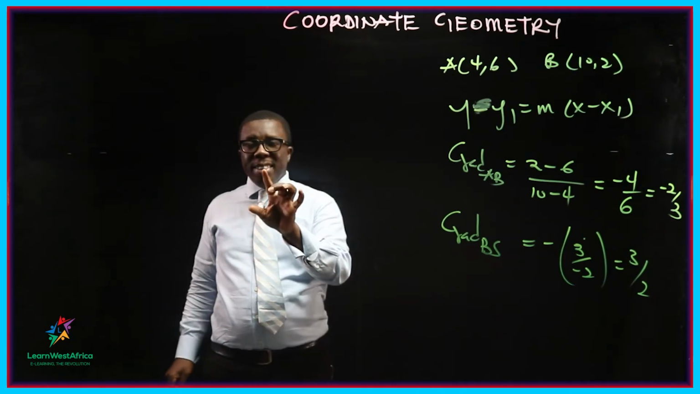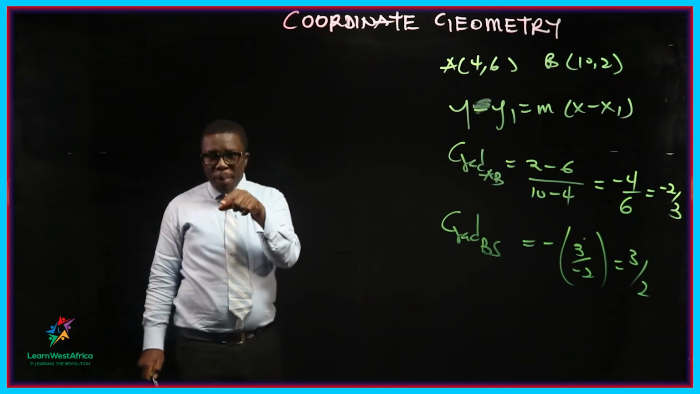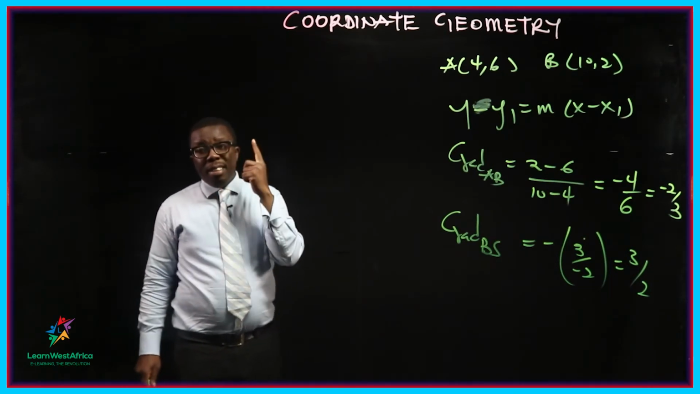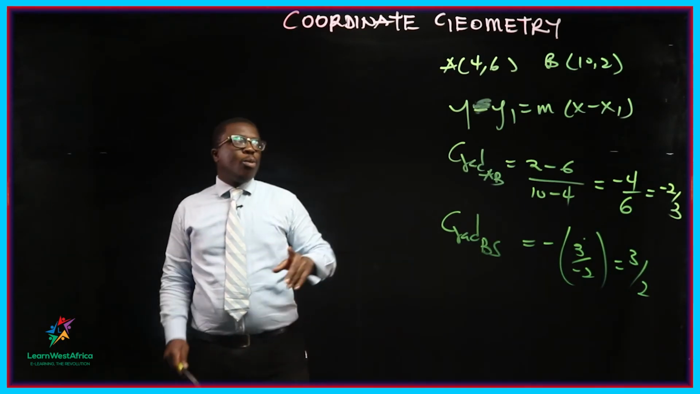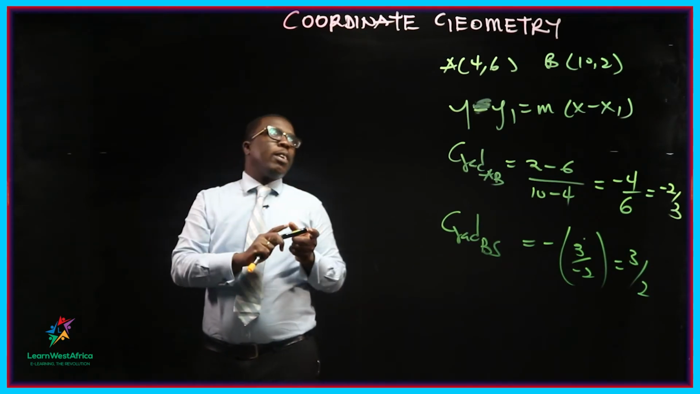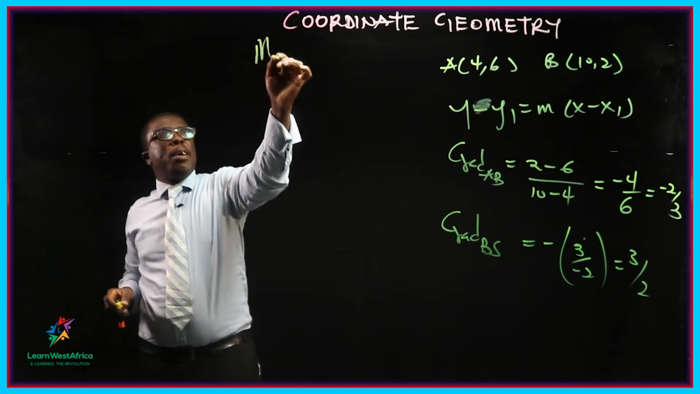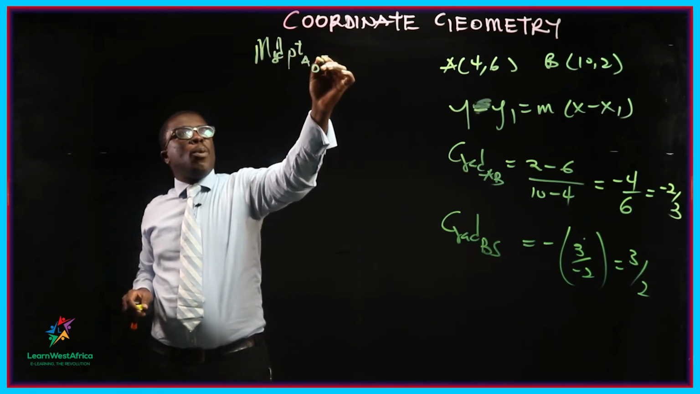Now we need to find a point for the perpendicular bisector. And remember, bisector, like we've said, means the midpoint. So just find the midpoint of A and B. So let's find the midpoint of AB, MD. What is the midpoint of AB?